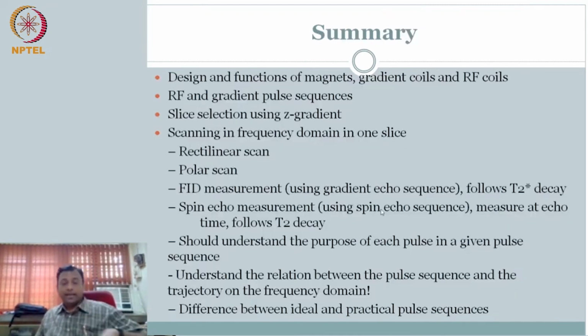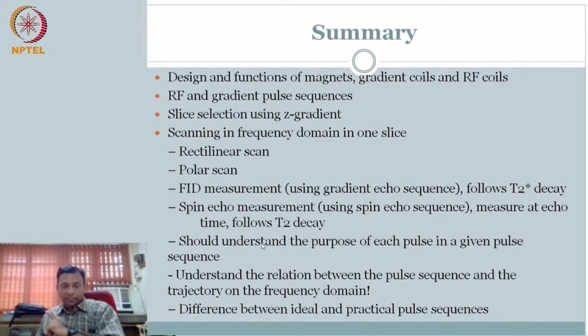So to summarize the data acquisition, we covered design functions, magnets, gradient coils, all those things. We also covered the gradient pulse sequences. And then we talked about slice selection, which is usually the Z gradient, and the forms of scanning, rectilinear and polar scanning. We also made a distinction between T2 star, which is dephasing due to change in magnetic field, and spin echo, which is due to spin-spin interaction. All this time we have repeated this several times, so I hope you get this.